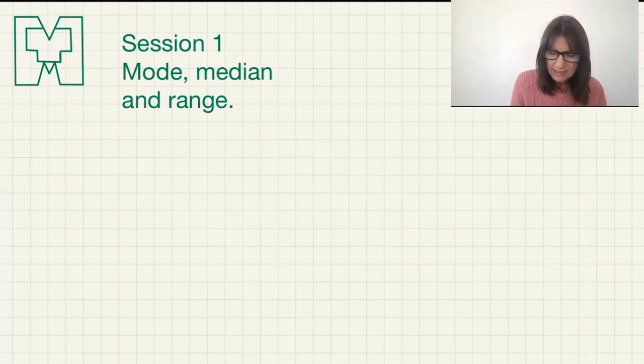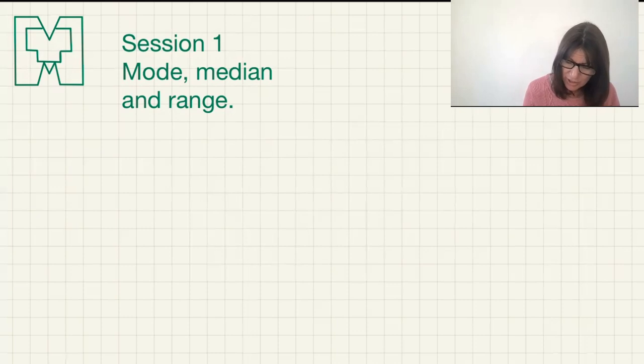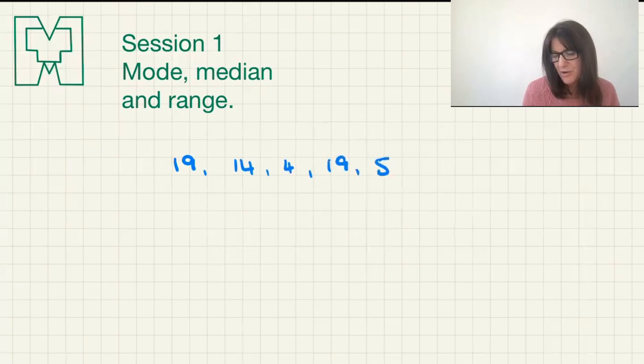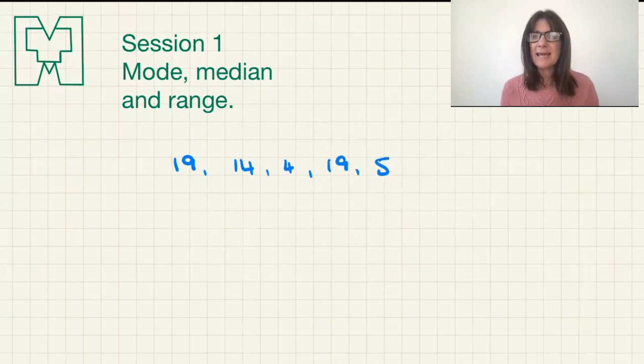Okay, so let's just get straight on with an example that explains everything, all right? So we're going to use the numbers 19, 14, 4, 19, and 5. And my first tip is just put them in order. Just put them in order. It doesn't matter if they're asking for mode or range or median, just do it. Make it your habit. Make it your, oh, this is an averages question. I'm going to stick them in order straight away.